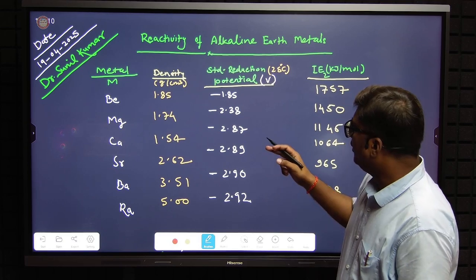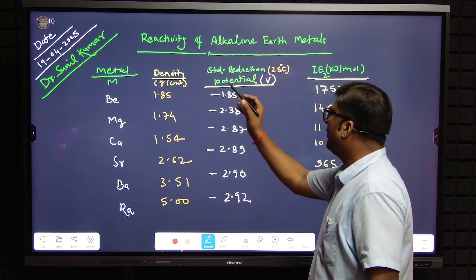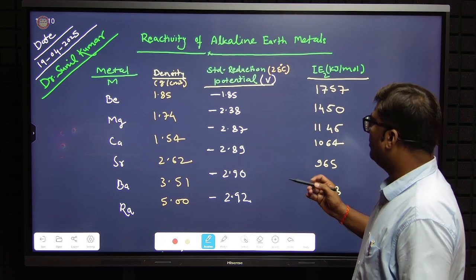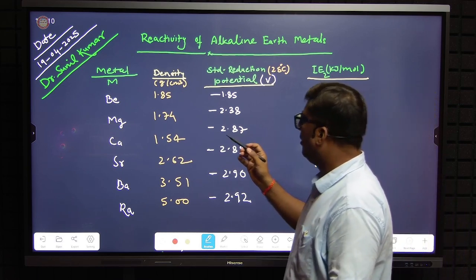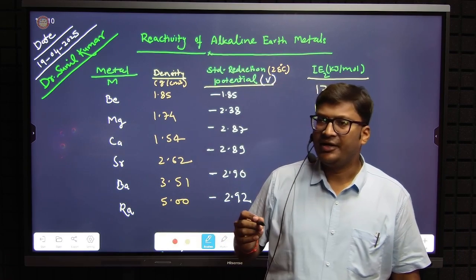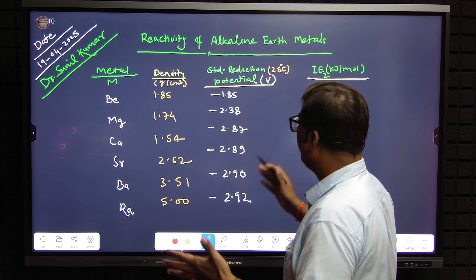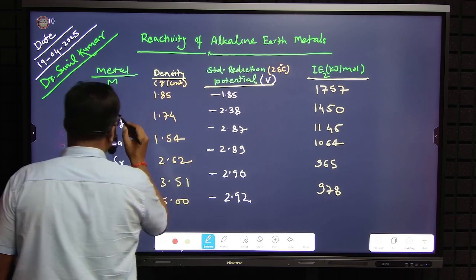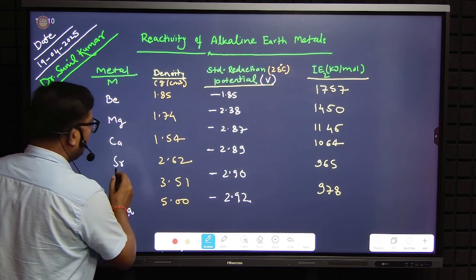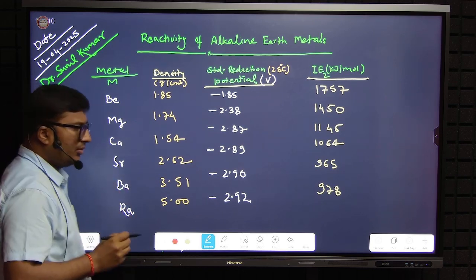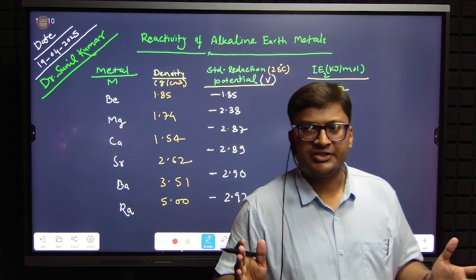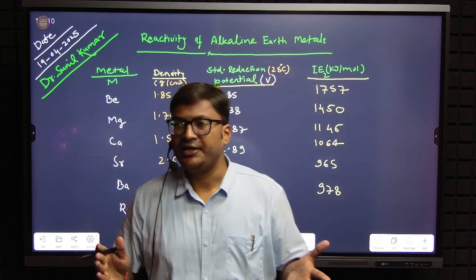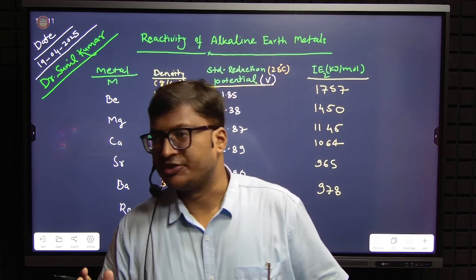Today my topic is reactivity of alkaline earth metals, right? As in the previous lectures, we have clearly dictated that the behavior of alkaline earth metals like beryllium, magnesium, calcium, strontium, barium, radium, the electronic configuration and electronic structure of these metals have clearly dictated their characteristics, right?